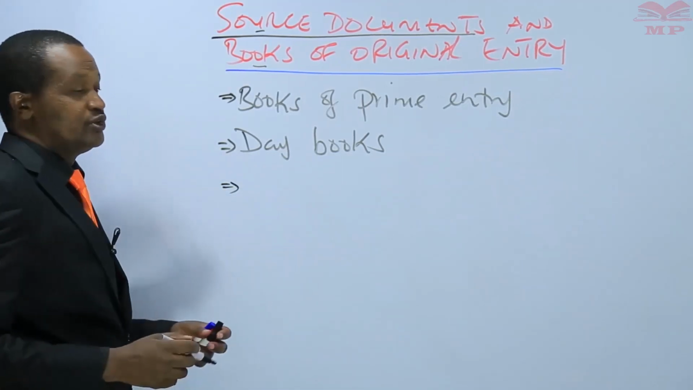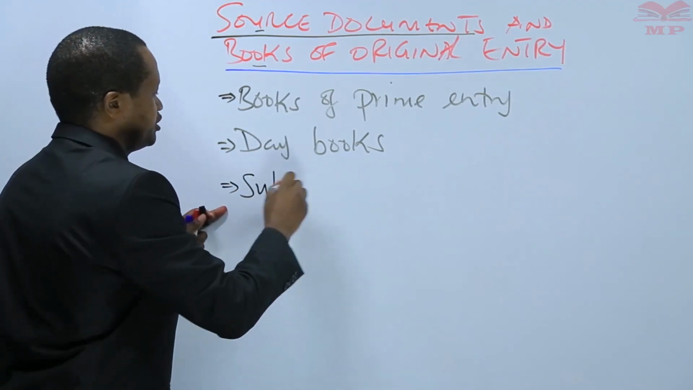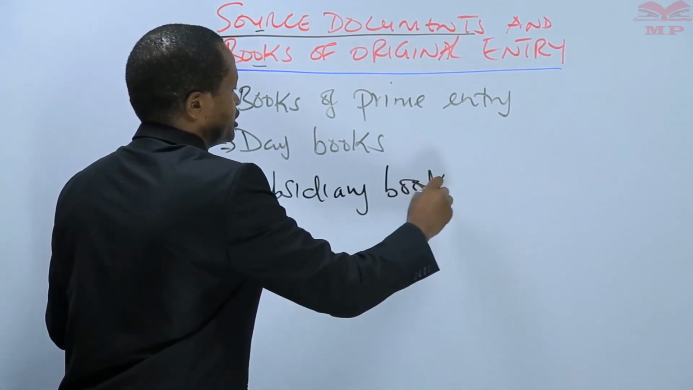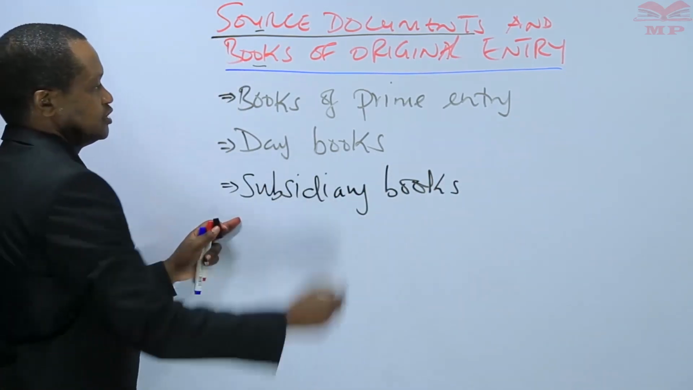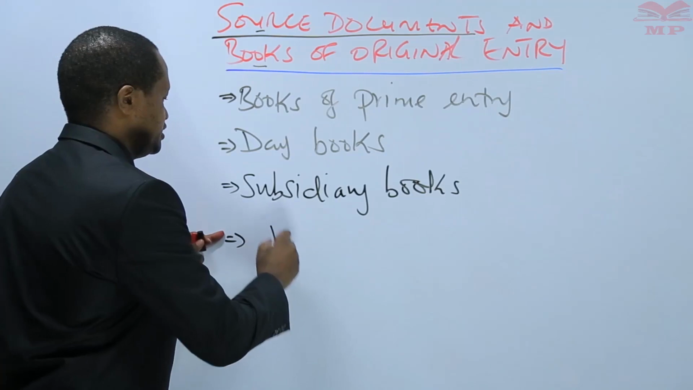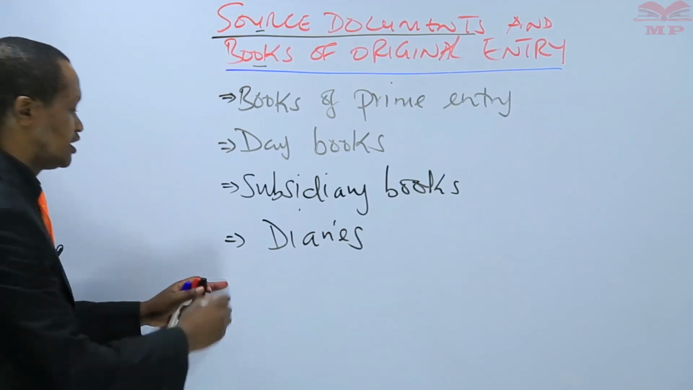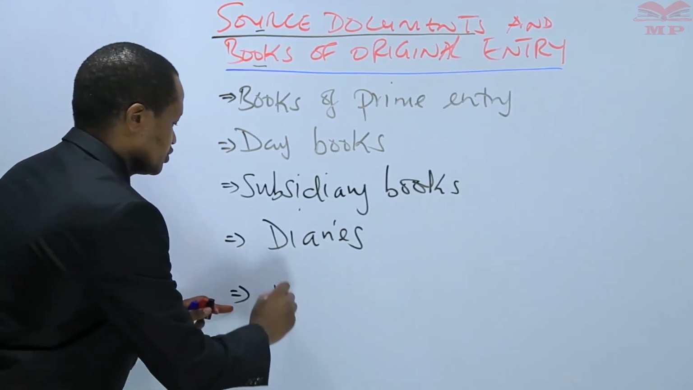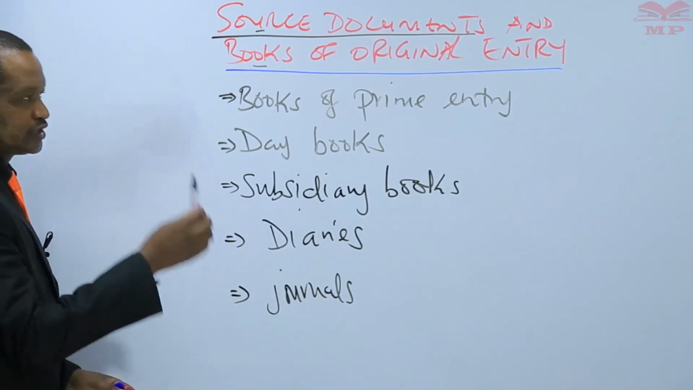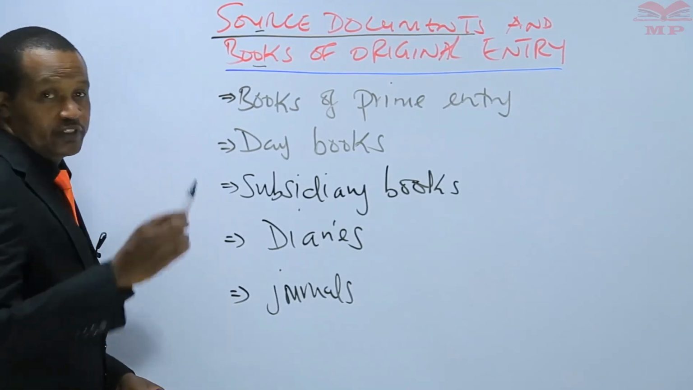Another term that may be used instead of books of original entry is subsidiary books. They may also be referred to as diaries, business diaries. Another term is journals. So this is where transactions are recorded for the first time.